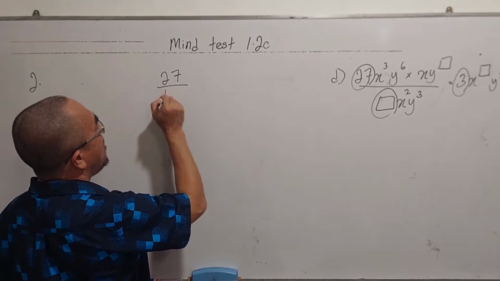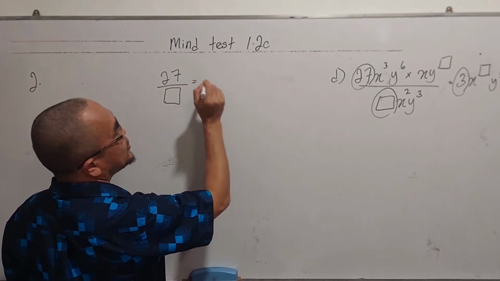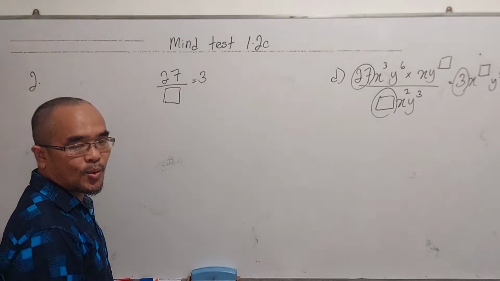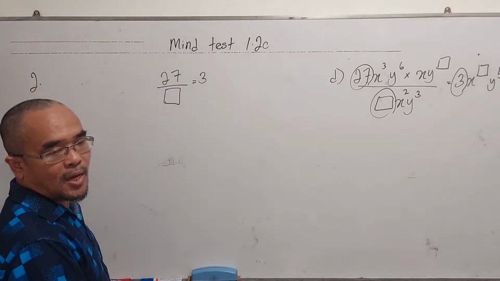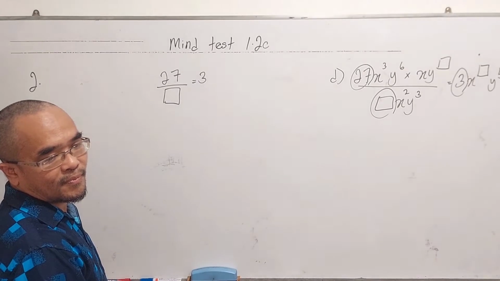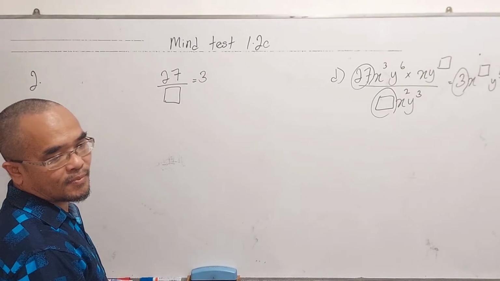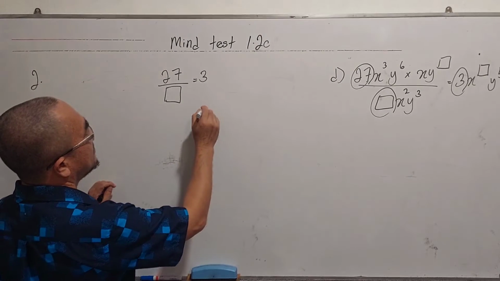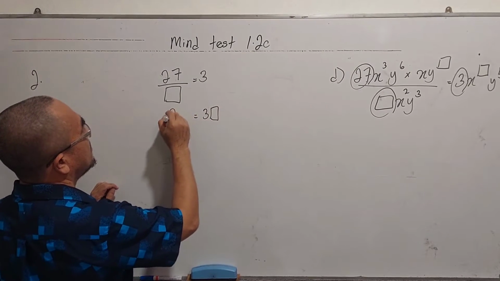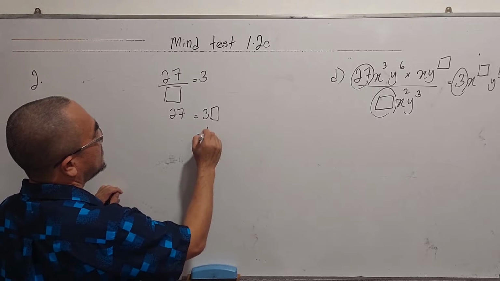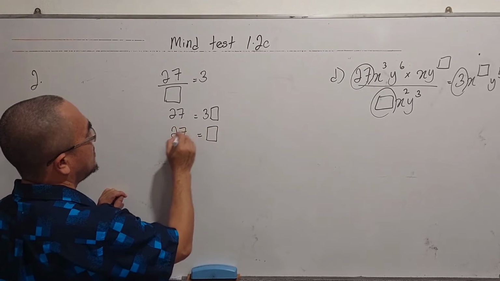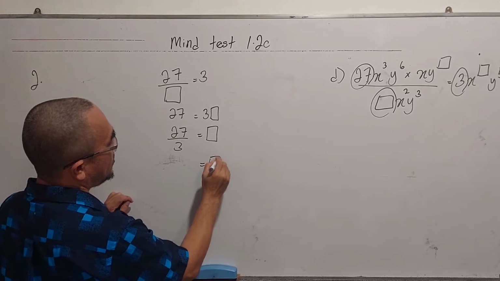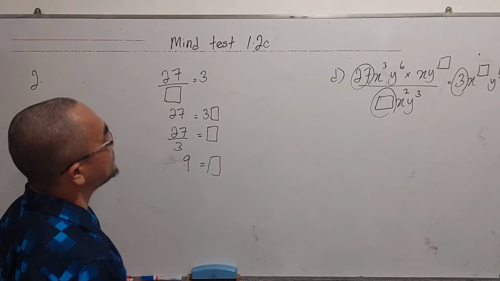27 over box equals 3. So the first part, how do you solve that? 27 equals 3 times box. Then put 3 on the right: 27 divided by 3 is 9. So the value in the first box will be 9.